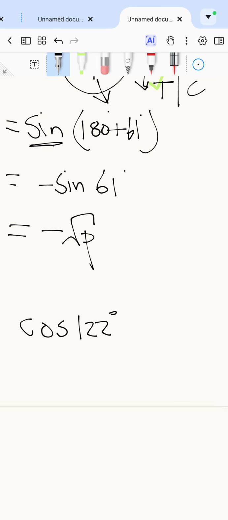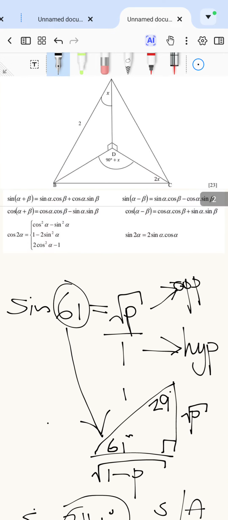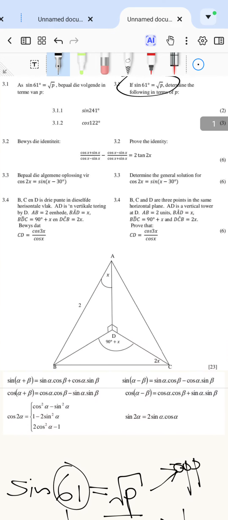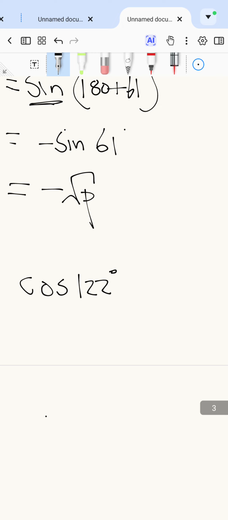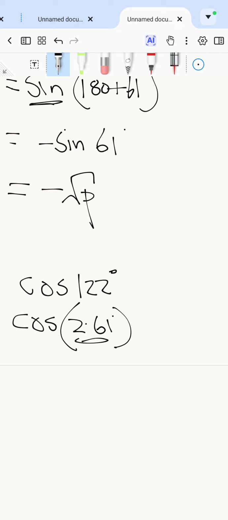So the next one is cos 122 degrees. Okay, I'm not even going to do a reduction here. If I look at 122, the first thing that comes to my mind is that's 61 times 2. So I'm going to rewrite this, and instead of 122, I'm going to say 2 times my 61. So 2 times 61 is still equal to 122.